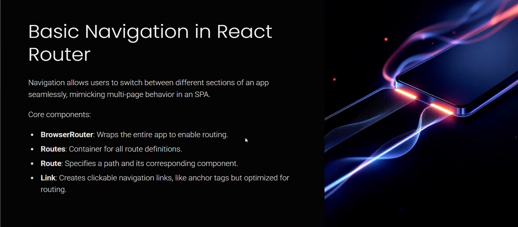The basic navigation in React Router. Navigation means switching between the different pages in an app. In React Router, the main components are BrowserRouter, which wraps the app, Routes, which contains all the route definitions, and Route, which defines a single path, and Link or NavLink, which let us move between pages.